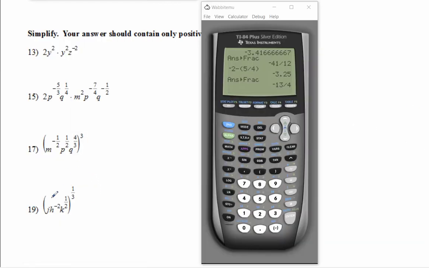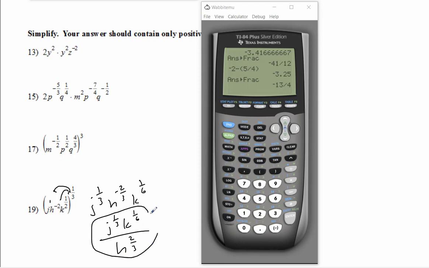19, again, let's multiply them together. It's j to the 1st, h, and k. So let's multiply, and calculate it. That's what I get when I multiply. The h is the only thing that's negative, so that goes to the bottom. So I get j to the 1/3, k to the 1/6 over h to the 2/3. That is your answer for 19.